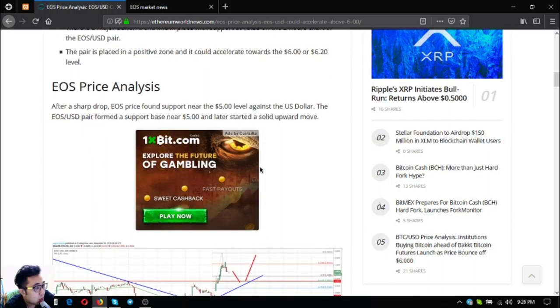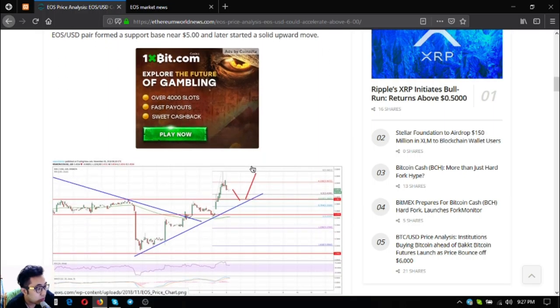EOS price analysis: after a sharp drop, EOS price found support near the $5 level against the US dollar. The EOS-USD pair formed a support base near $5 and later started a solid upward move. Here's the chart.